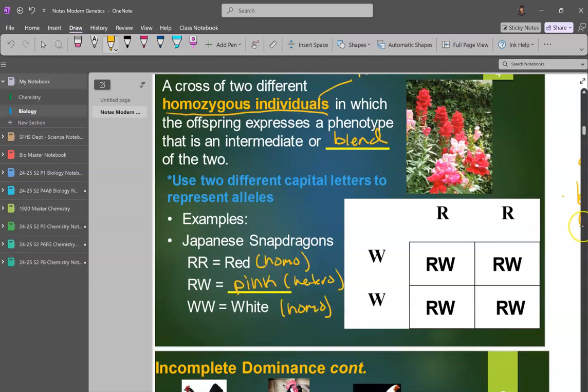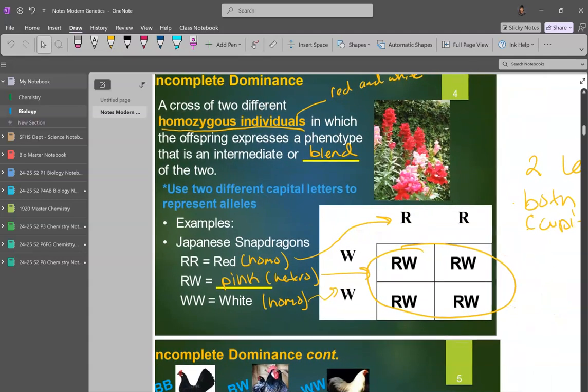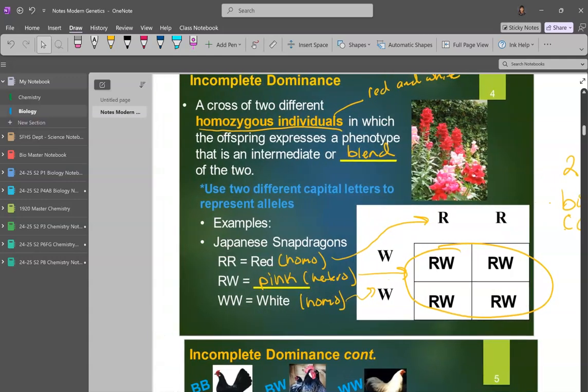So in this example here, we have the red snapdragon, which is 2 capital R's. We could say that's homozygous, crossed with a white snapdragon that is 2 capital W's, and that is white. You can also say that's homozygous. All of their offspring would be RW. Again, the R is before the W because it's alphabetical. And those offspring would all be pink. So that's the format we're going to use for incomplete dominance.